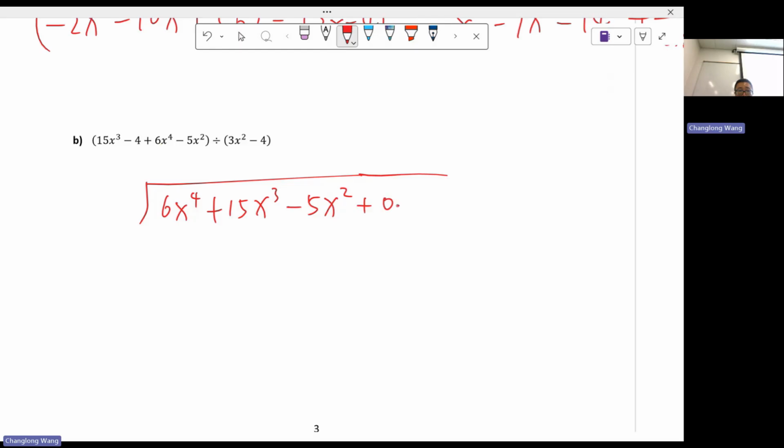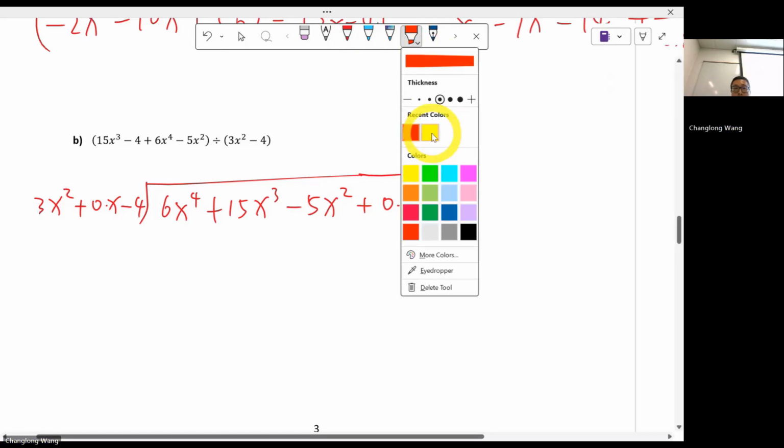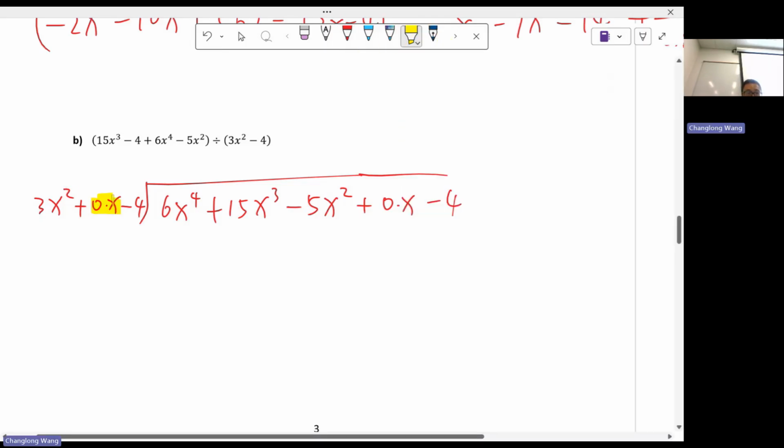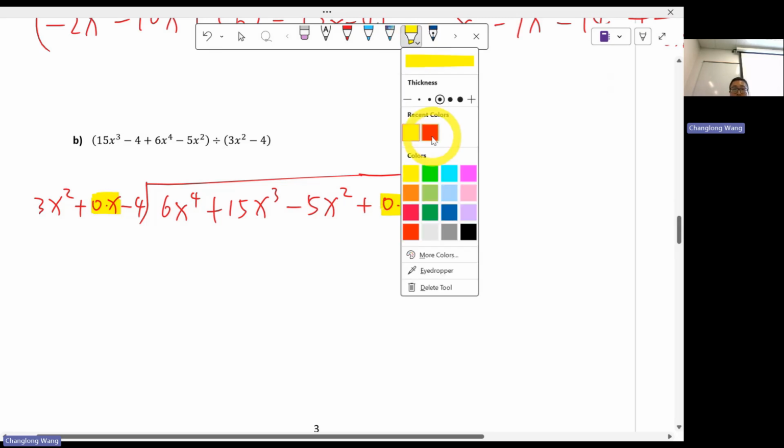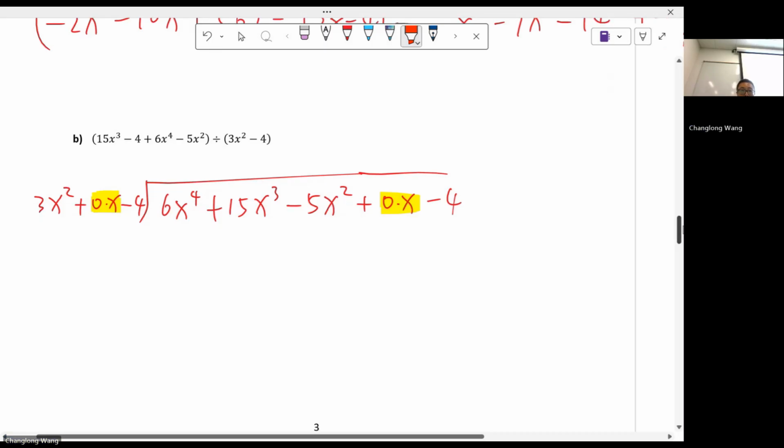So let me add in a 0 to hold a place for x to the first power, and you have negative 4. Okay. So 3x squared minus 4. And again, just to be consistent, let's hold the place for the linear term, even in the divisor. Okay. Let me highlight that, so that you know that's something I suggest that you do. Then the work will be more organized.